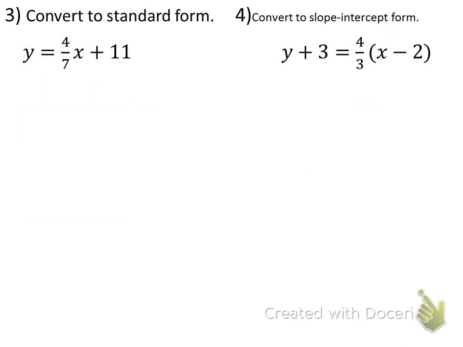So let's pretend that number 5 is as follows. Let's call this number 5. We're going to keep the same directions. Convert to standard form. So it has to look like ax plus by equals c. Let's say I gave you a point (1, 2), and our slope is 4. Okay? Convert this to standard form. Now this is kind of crazy, right? Do we have a slope? Do we have a y-intercept? No. So can we use slope-intercept form? No.